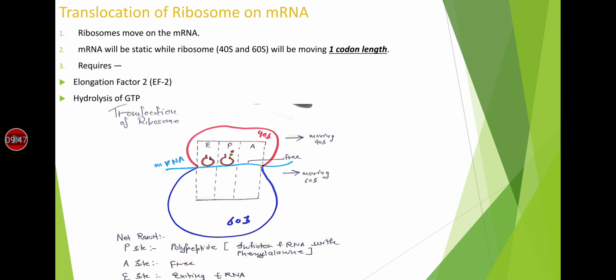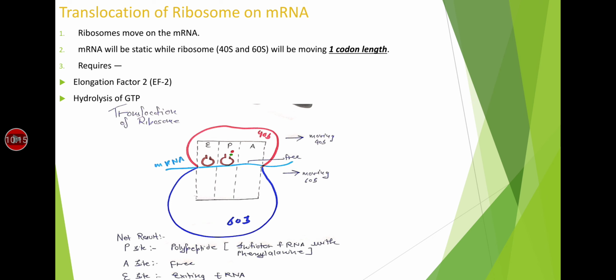Moving on to the next step, the translocation of ribosomes on mRNA. This is a very important step. So, what exactly happens in this step is that the ribosomes are moving on the mRNA. Just assume that the mRNA is static and ribosomes, the 40S and 60S, are moving one codon length in the direction shown by the arrows.